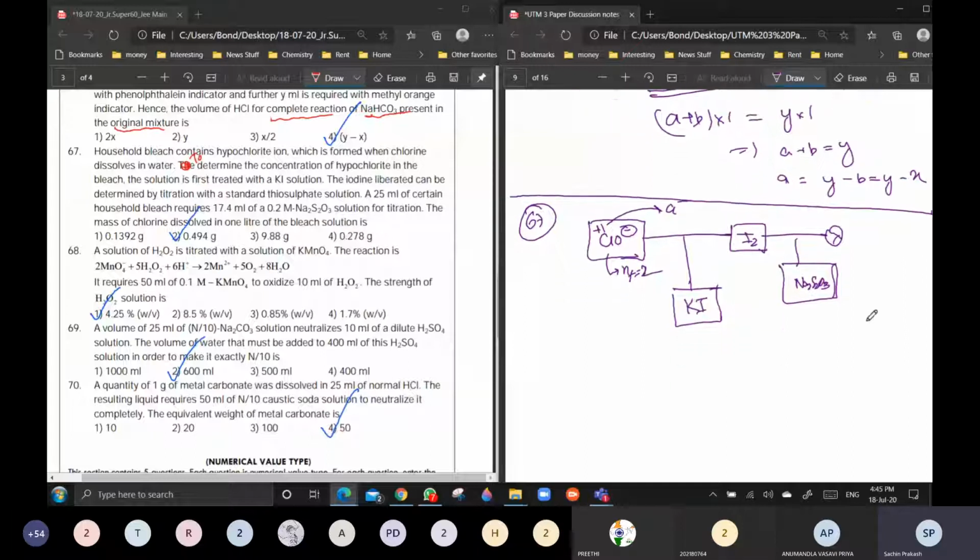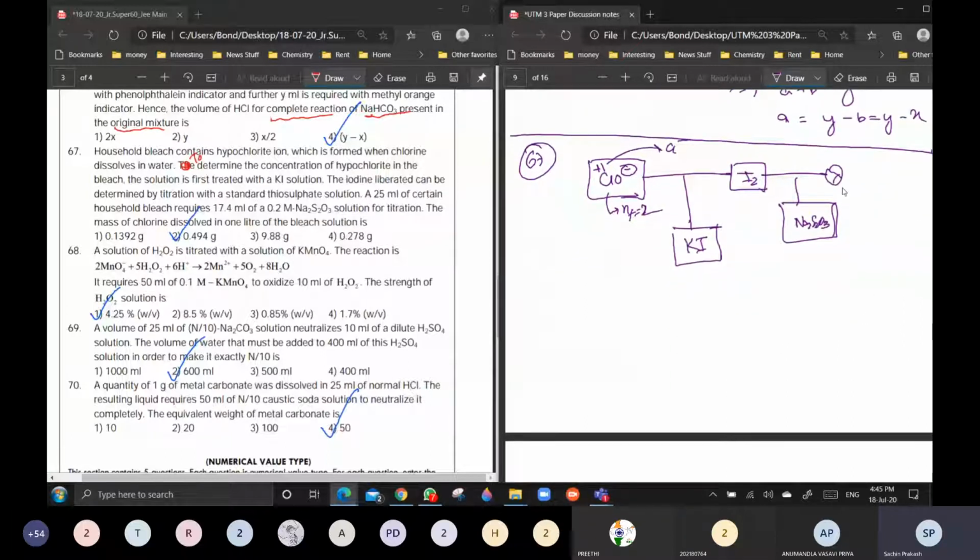This question itself I have discussed in the class. So you see, what is the milliequivalence of hypo? It will be 17.4 into 0.2 into 1. It will be equal to 3.48 meq. So this is also 3.48 meq. And then this will also be 3.48 meq. So this will be 3.48 by 2.